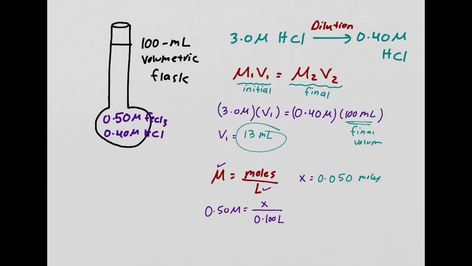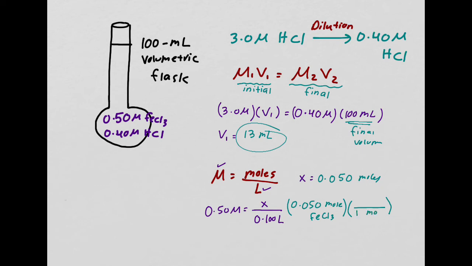So I have the moles. I have 0.050 moles of iron 3 chloride. But we just said you can't measure moles. You can measure mass. How do you go from moles to gram? I need you to tell me right now. You know how to do this. How do I go from moles to gram? I use molar mass.